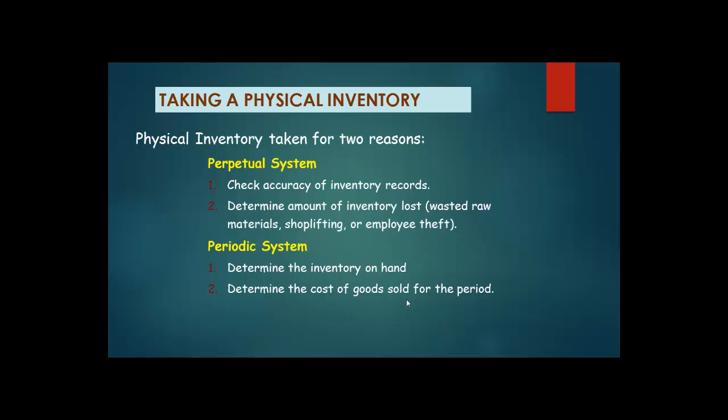Taking a physical inventory, as a review, we have to take a physical inventory whether we use a perpetual or a periodic system. If we're doing perpetual, we just want to compare the accuracy of the book to the physical inventory, and any differences we know are lost, wasted, maybe there was theft, shoplifting, or employee theft. For the periodic system, we have to determine the inventory on hand. That's the only way we can find out what's on hand, and in so doing, we determine the cost of goods sold for the period.